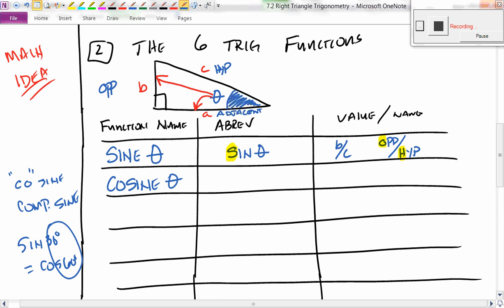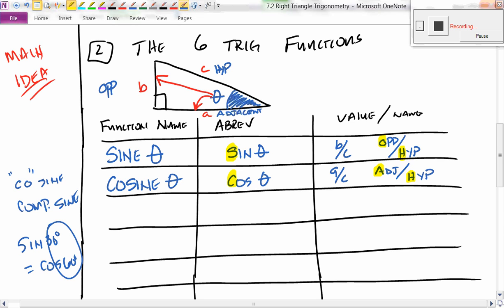So, the cosine is there. It's called complementary sine, and the abbreviation is cos theta. But please do not call it cos. Please say cosine. The definition of cosine is A over C, or the adjacent leg divided by the hypotenuse. So here's the COAH part in the SOHCAHTOA thing.